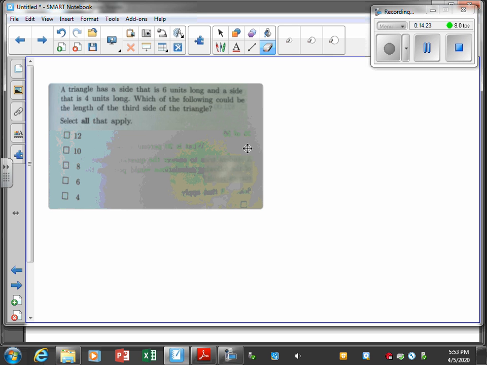Alright. A triangle has a side, let's just sketch this, and these triangles are not to scale, it's just a rough sketch. Let's say it has a side that is 6 units long and a side that is 4 units long. Which of the following could be the length of the third side of the triangle? Select all that apply. Now you have to be careful here, especially on these particular problems, that'll check all.